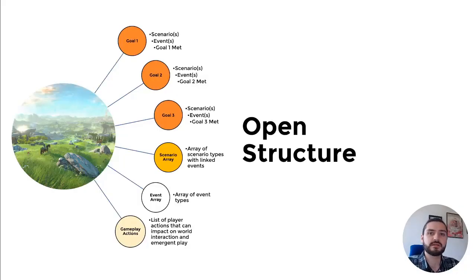Here you can see an example of an open level structure. You've got 3 goals in which a scenario or scenarios, events, and the goal is met. They're their own self-contained goals. There's an array of scenarios with linked events. There's an array of events. And there's also gameplay actions, which is just a list of actions that the player can take to impact on the world, interaction and emergent play.